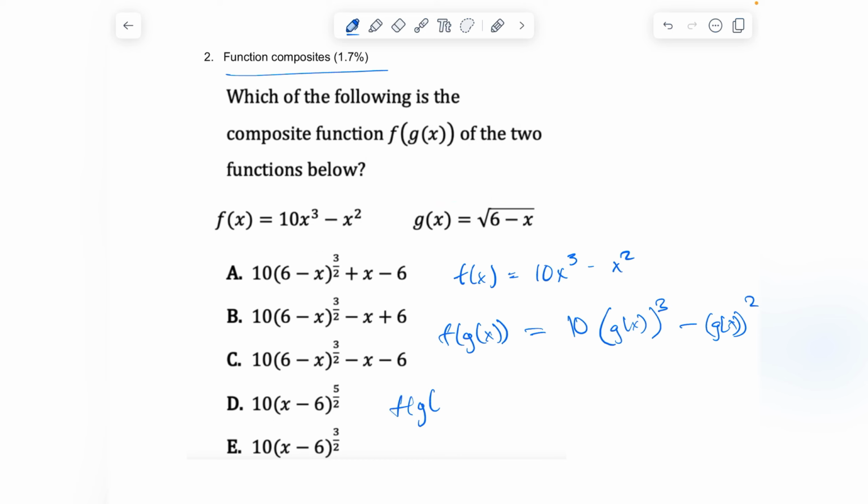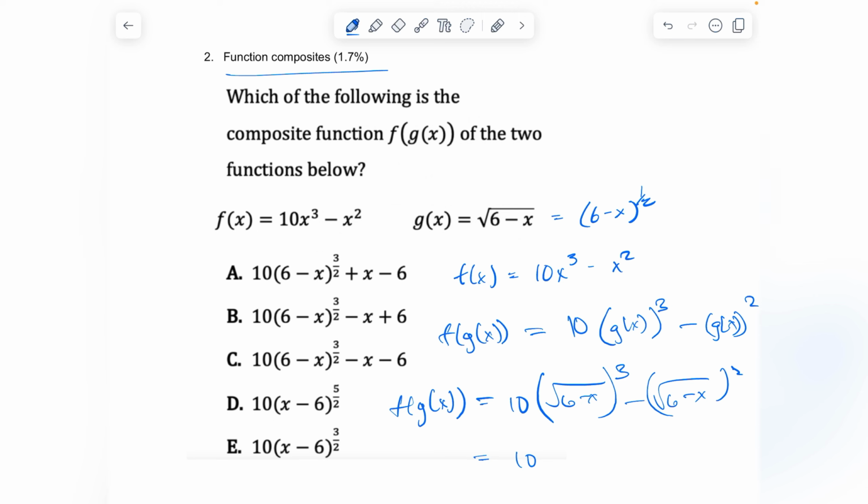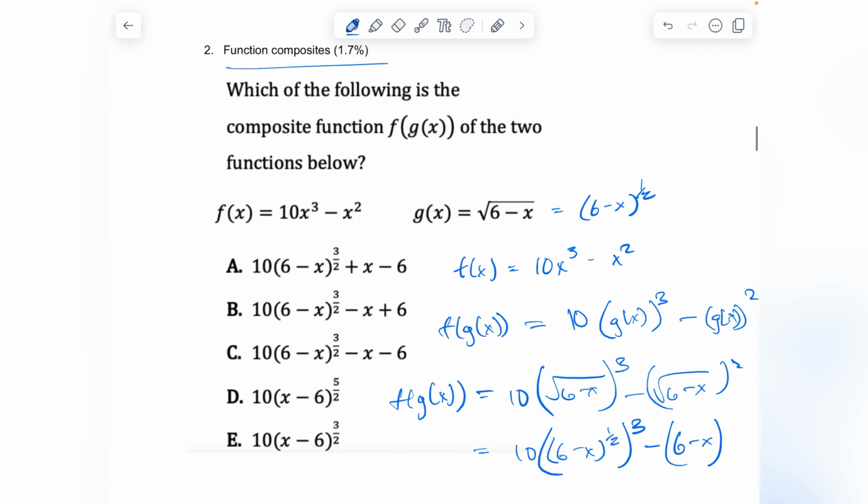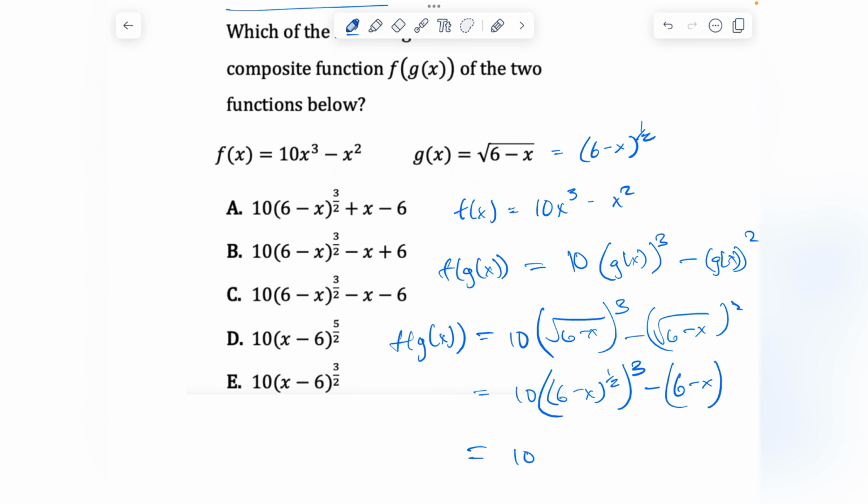So f of g of x is equal to 10 times square root of 6 minus x cubed minus square root of 6 minus x all squared. Now, square root of 6 minus x can be written as 6 minus x all to the half. So let's just do that. 6 minus x to the half. All that is being raised to the third minus a square root being raised to the second is just going to give you the original thing, right? So that ends up giving you 10.